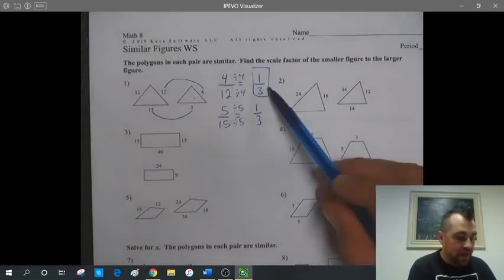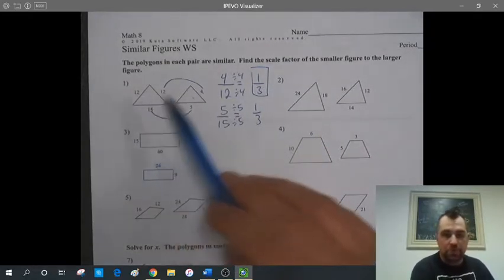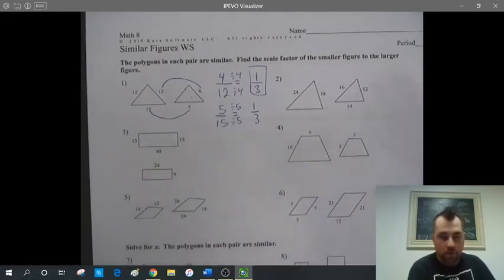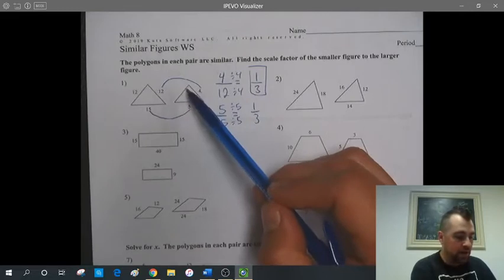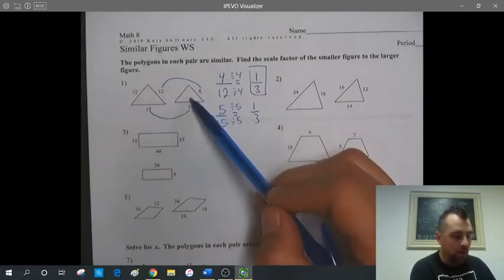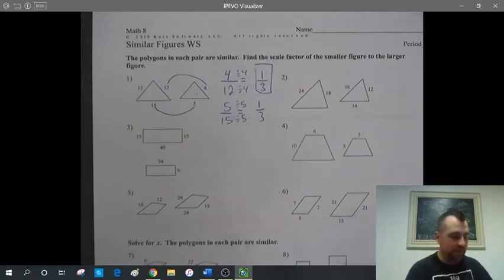So the fact that it's a scale factor of 1/3 means that the larger one was reduced by 1/3 to make the smaller one. Or in reverse, the smaller one was multiplied by 3, so 1/3 is small, or this is 3 times as big as that one. Okay, so that's finding a scale factor.